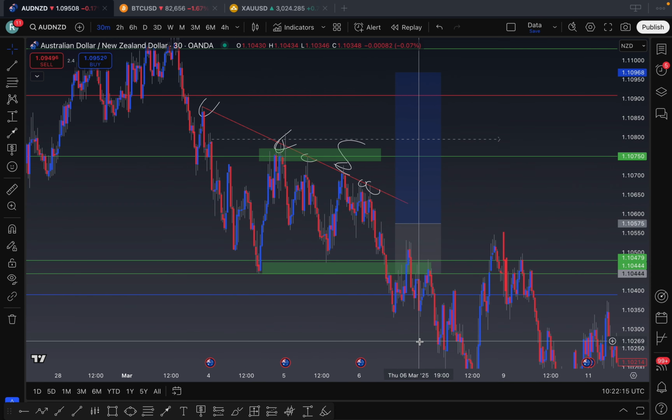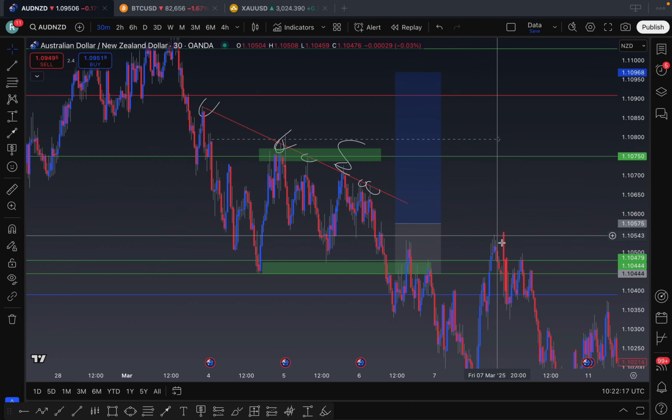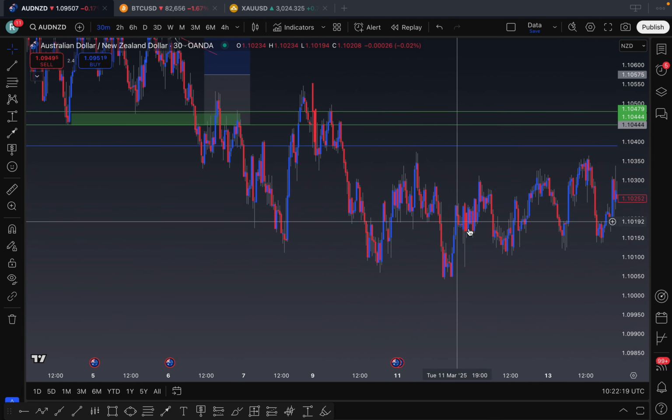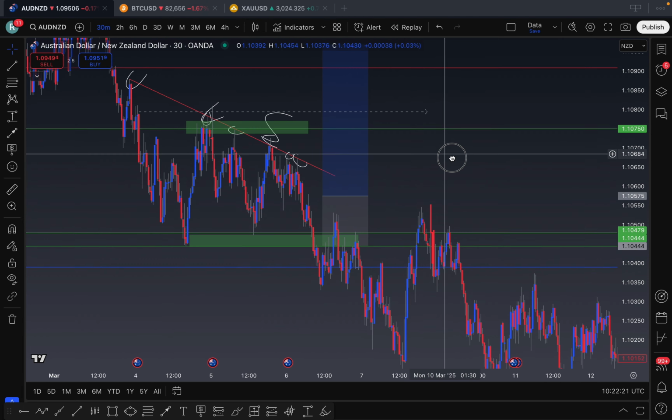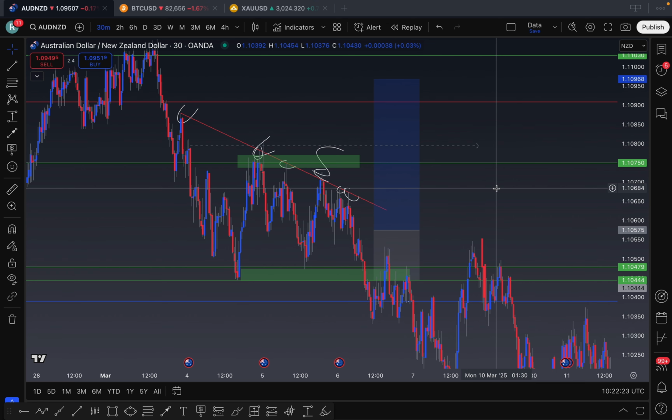Guys, I'm not going to waste much of your time. This trade was never triggered in. It just went through to the downside infinitely from there, all the way down. And therefore, I was never triggered in. I don't want to waste a lot of your time. Let's move on towards 7 March.